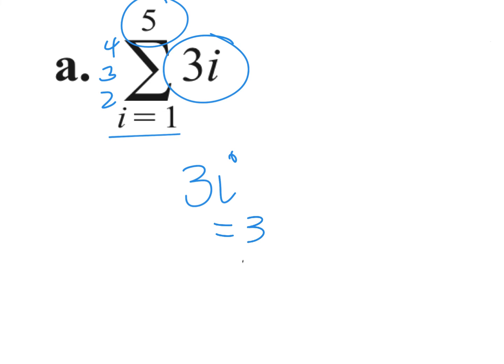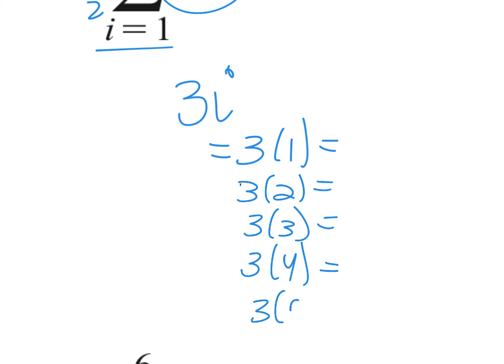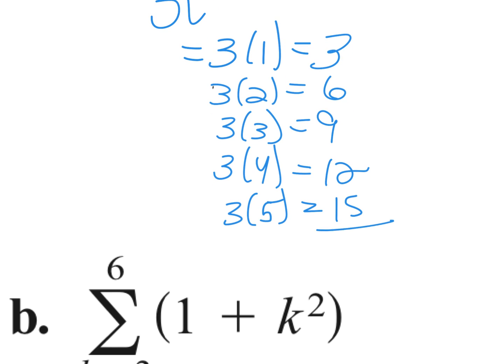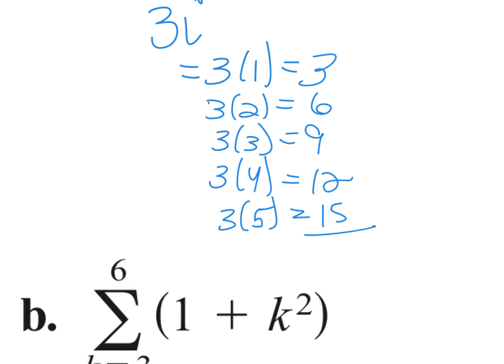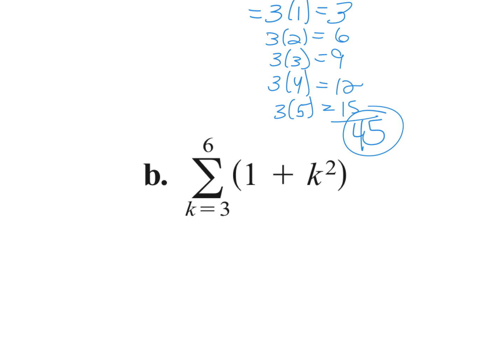So this is what you would show me. 3 times 1, 3 times 2, 3 times 3, 3 times 4, and 3 times 5. 3 times 1 is 3, 3 times 2 is 6, 3 times 3 is 9, 3 times 4 is 12, 3 times 5 is 15, correct? When I sum those up, what's 3 plus 6 plus 9 plus 12 plus 15? So your answer here would be 45. That's it.